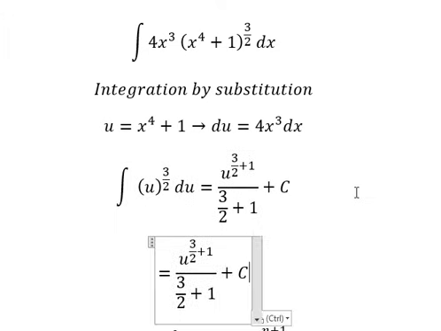So this one we have 5 over 2. This one we have 5 over 2. About u, that is this one.